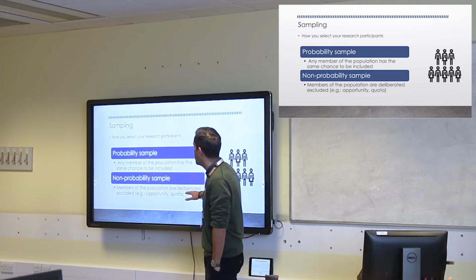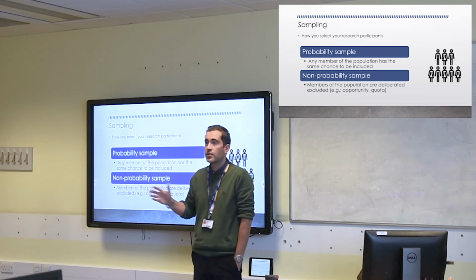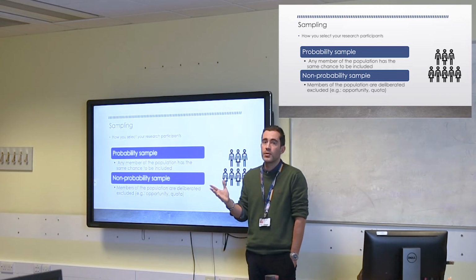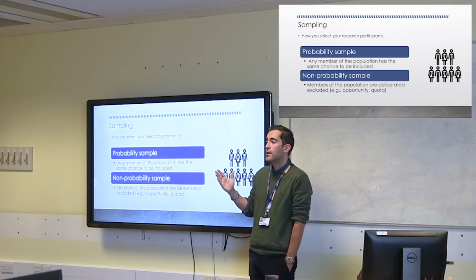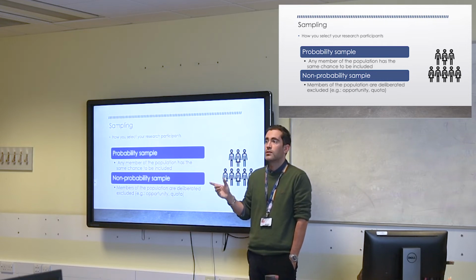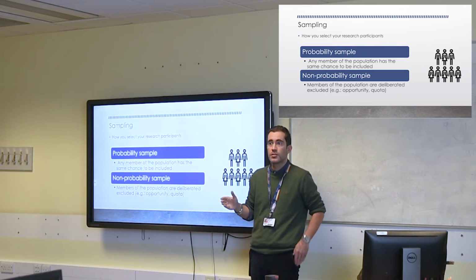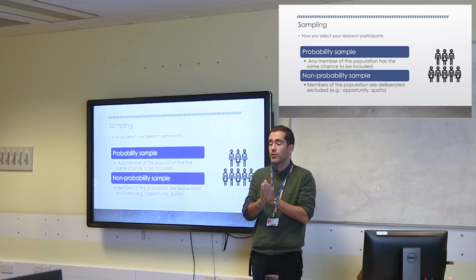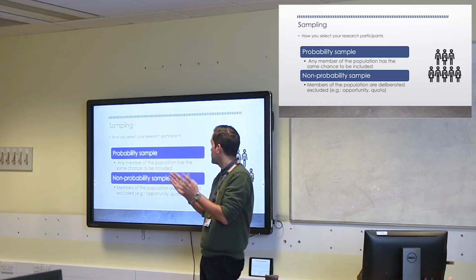Non-probability sample is when members of the population are deliberately excluded. So you just went to a subset of the population. A good example is again the library study. In the library study, we just went to do HE learners. So we're clearly selecting HE learners for our research, and so that's a non-probability sample.